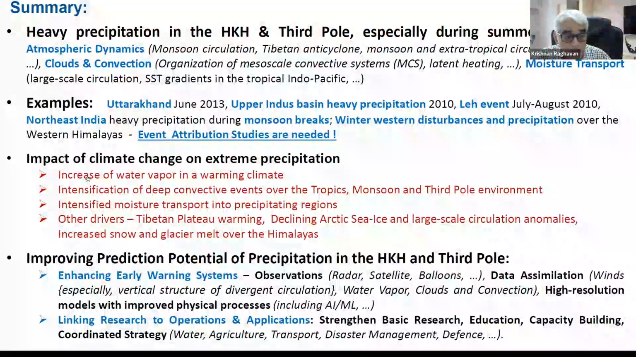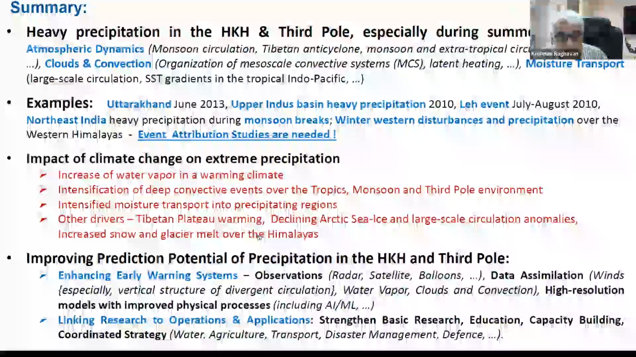Climate change can impact heavy extreme precipitation mainly through increases in water vapor. It can also lead to intensification of the deep convective events over the tropics, monsoon and third pole environment, and intensified moisture transport into the precipitation region. This was also brought out in the earlier talks. So moisture transport is going to intensify into the precipitation regions. And there could be remote drivers like the Tibetan Plateau warming, the declining Arctic sea ice, large-scale circulation anomalies, and increased snow and glacier melt over the Himalayas.